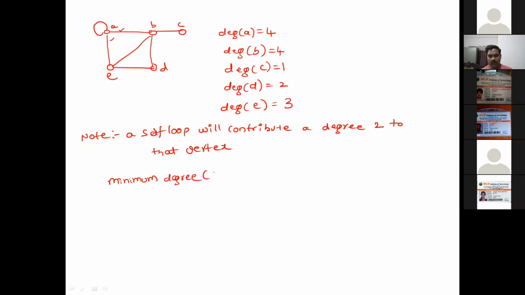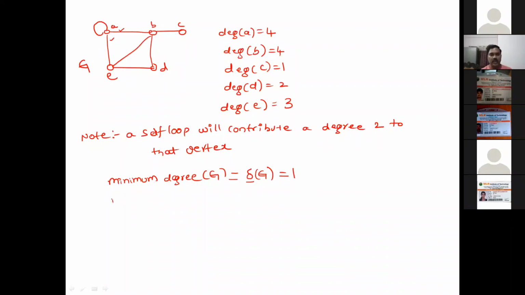Let us say this is a given graph G. So the minimum degree of G, in this case, normally we represent as lowercase delta of G. Don't worry about these Greek letters. Minimum degree we represent with this. So in this case it is 1.